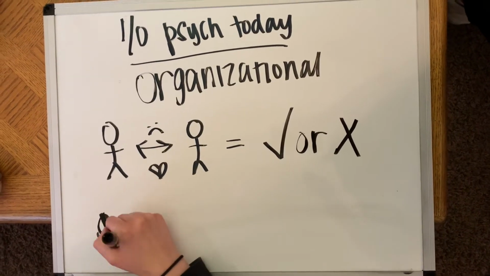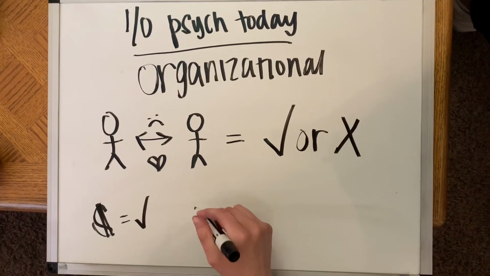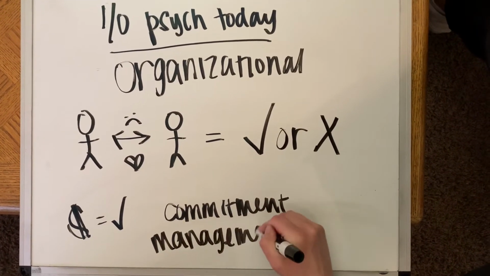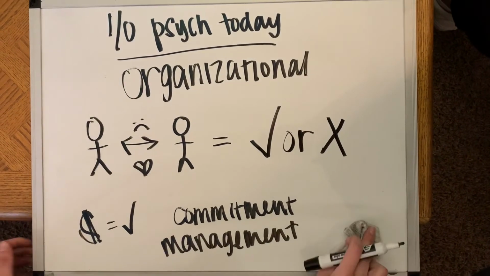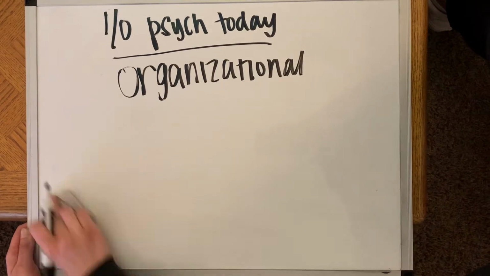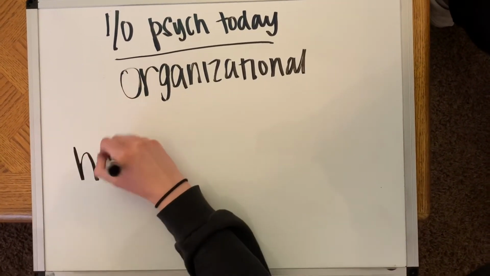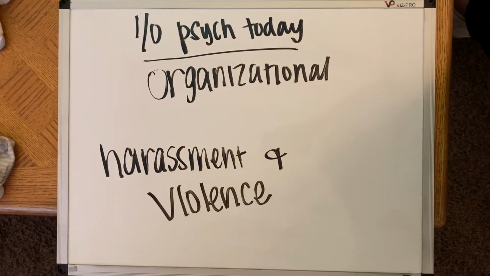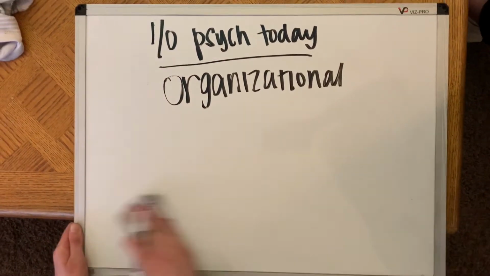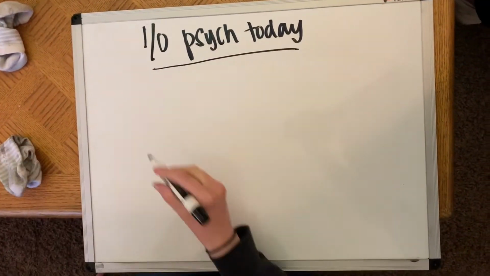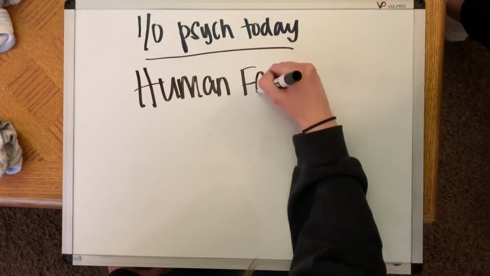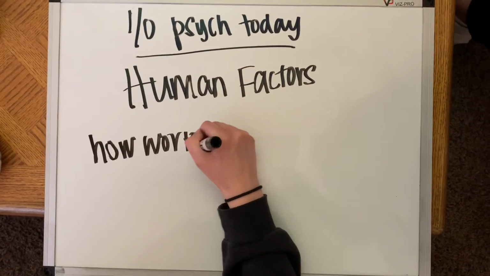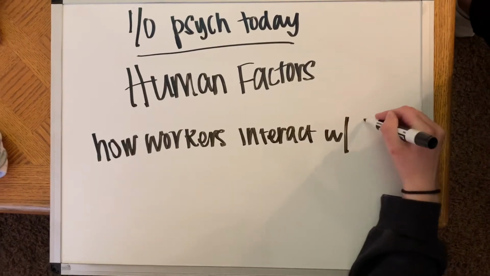So this includes worker satisfaction, motivation, commitment. This field also studies management, leadership, organizational culture. It also considers the subjects of harassment, including sexual harassment and workplace violence. The last area that we're going to talk about is human factors psychology. This is the study of how workers interact with the tools of work and how to design those tools to optimize workers' productivity, safety, and health.